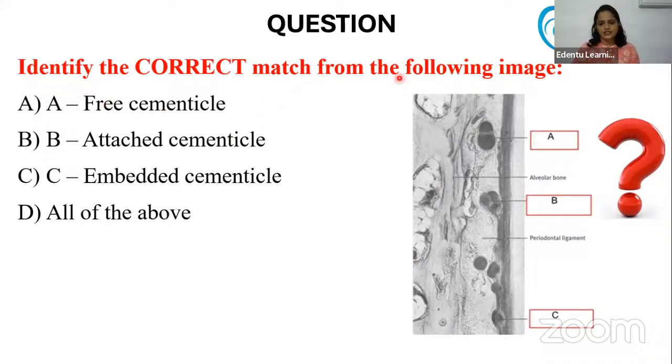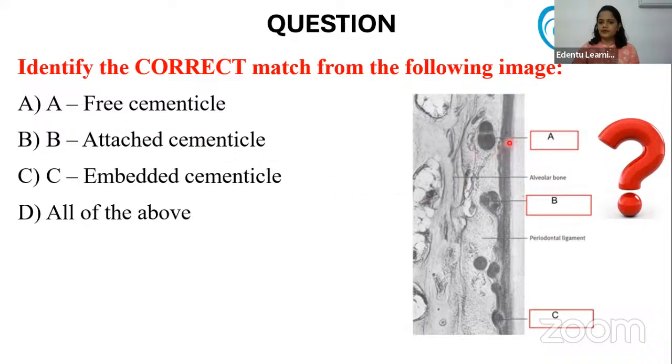Identify the correct match from the following image. Here, mainly cementicles are given. You are aware of denticles. Denticles are pulp stones that are seen inside the pulp. So here they are telling about cementicles. Cementicles are calcified bodies that are present in the periodontal ligament. Like the pulp stones, these cementicles also have a classification, so they are asking to identify which cementicle it is.